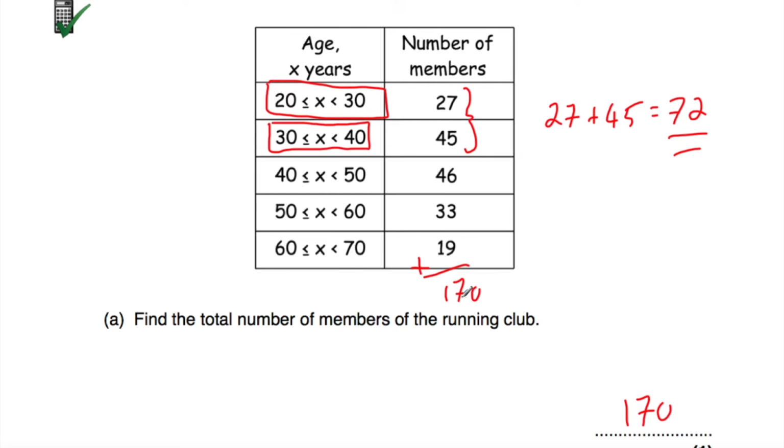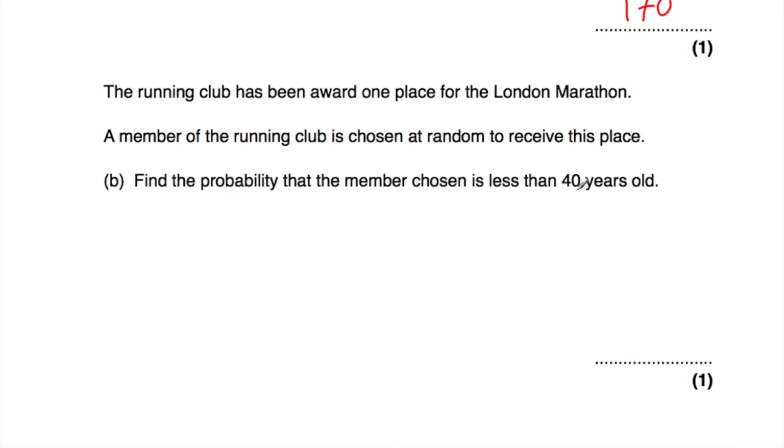So that means if one of them is picked at random, one of the 170 members is picked at random, there's going to be 72 possible members that are less than 40. So the probability of picking someone that's less than 40 would be 72 over 170. And that's the probability that the member chosen is less than 40 years old.